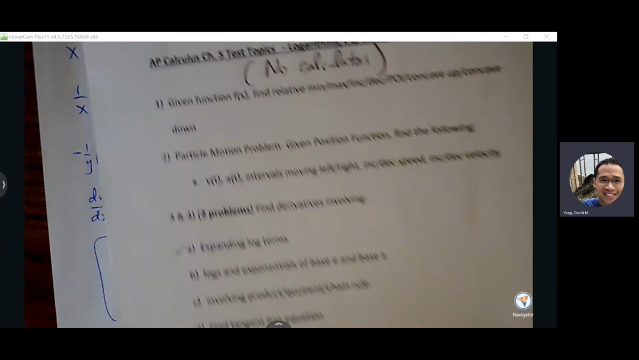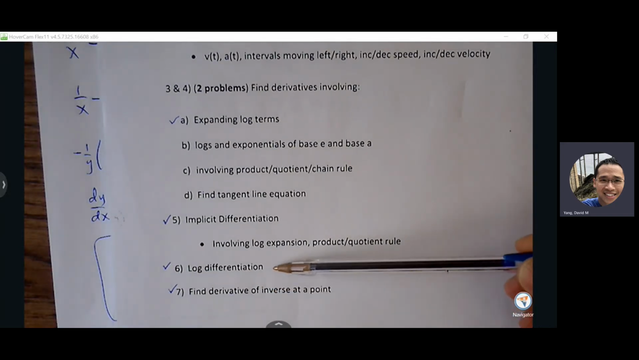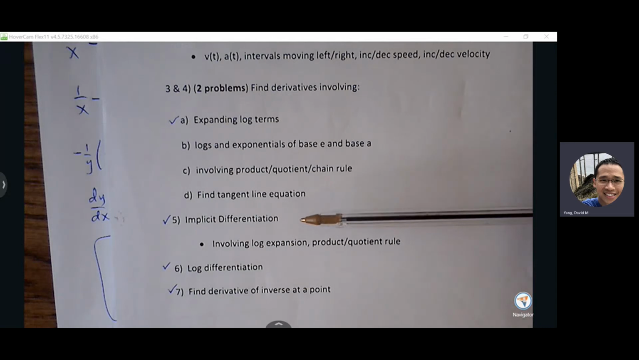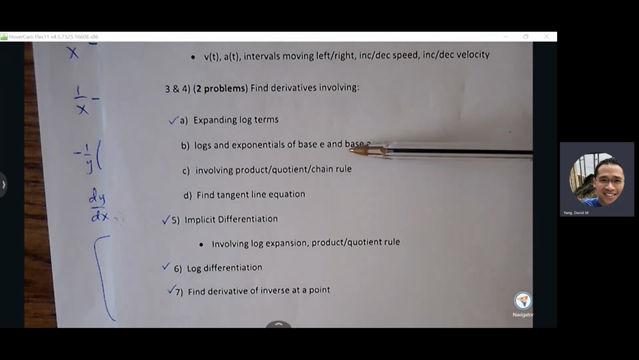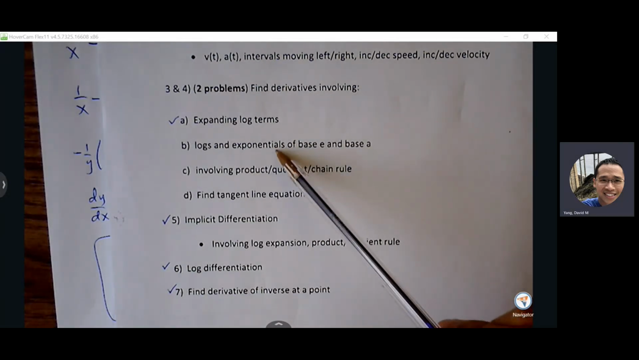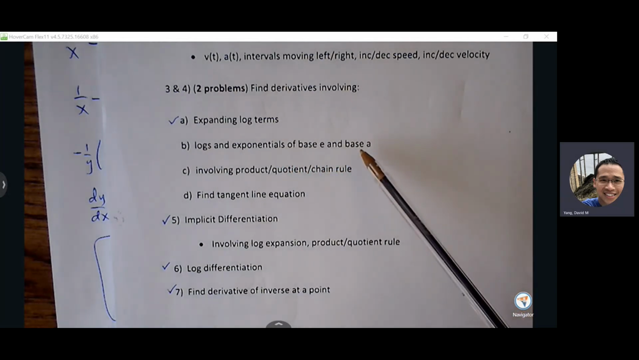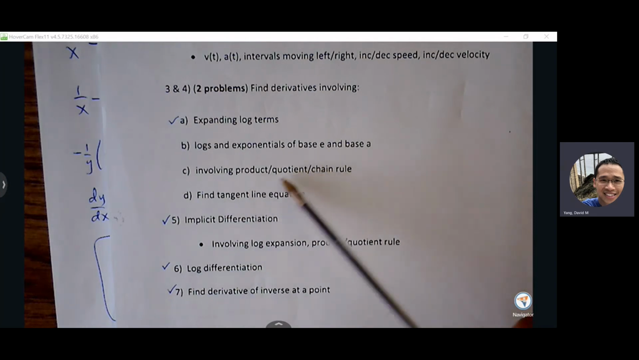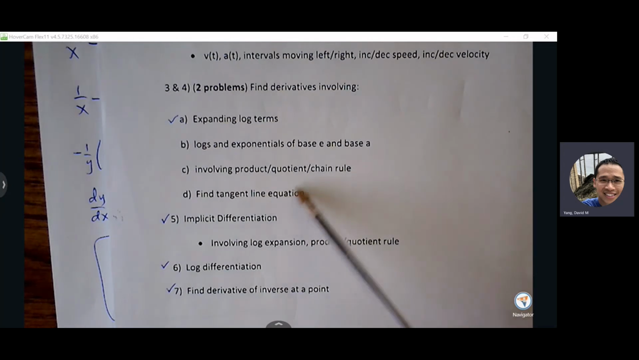Okay, yeah, we hit a lot of these smaller problems that you're going to see on the test, right? Derivative inverse at a point. We did log differentiation. We did implicit differentiation. We did expanding log terms. We did logs of exponentials of base E and base A. Well, we didn't do exponentials of base A, but you know, that's just the natural log of A times A to the U times U prime. We did a little bit of product rule, and we didn't do tangent line equation, but we did that yesterday. That's just find ordered pair and slope in point slope form.